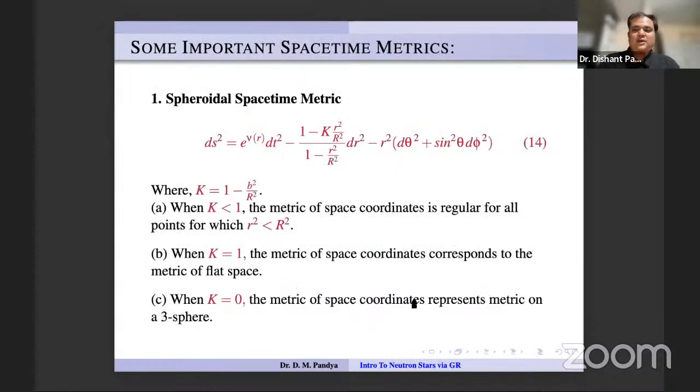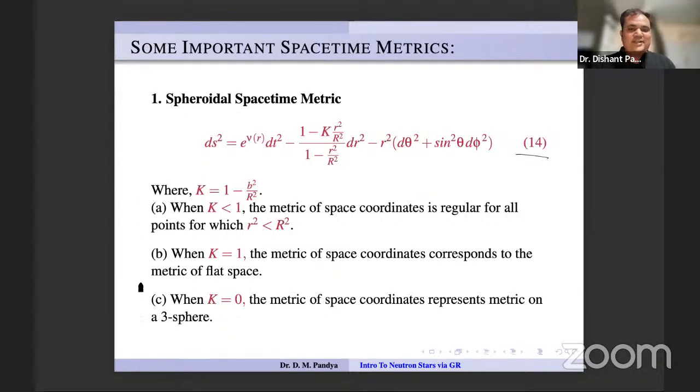Now we have finished our third phase. What about the fourth step? Once you have understood and gone through the basic theoretical aspect, you can start with some important metrics. There are various metrics in this field, and you can start with any of them. For example, if you consider the spheroidal space-time metric, it can be given by equation number 14 in its most generalized form.